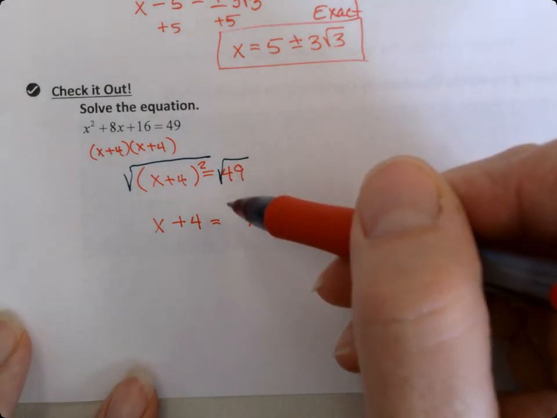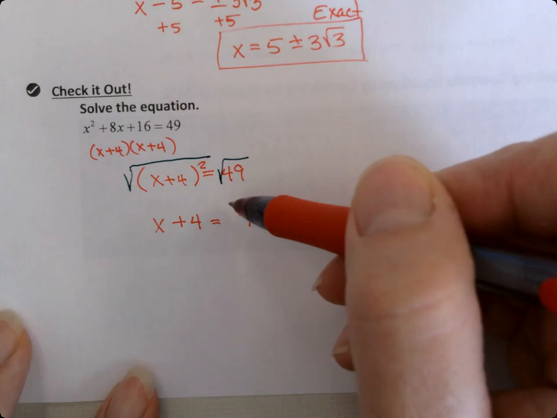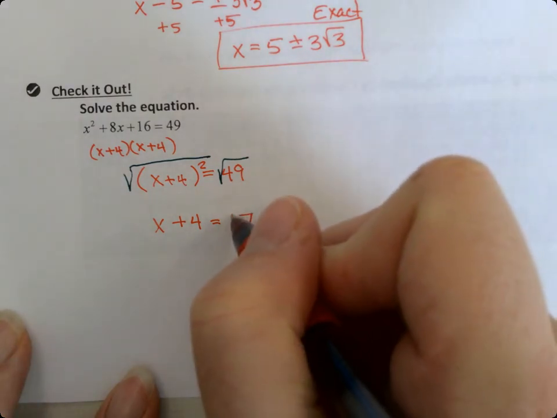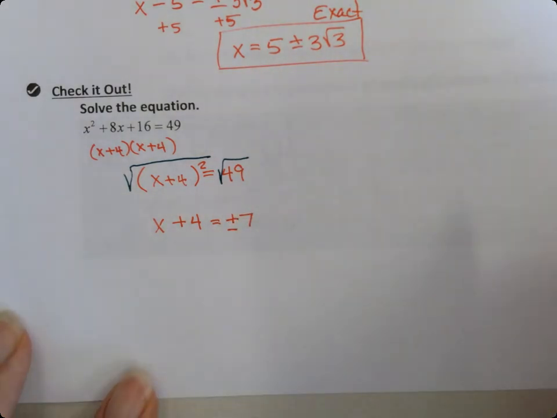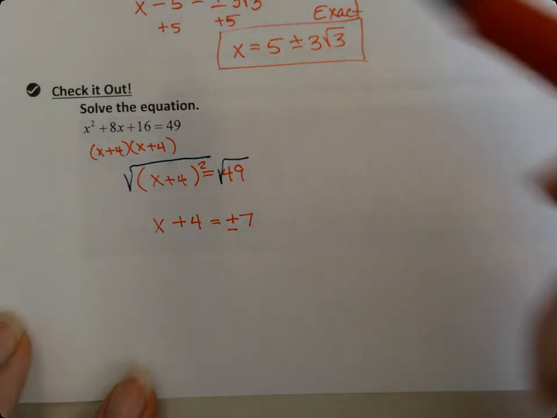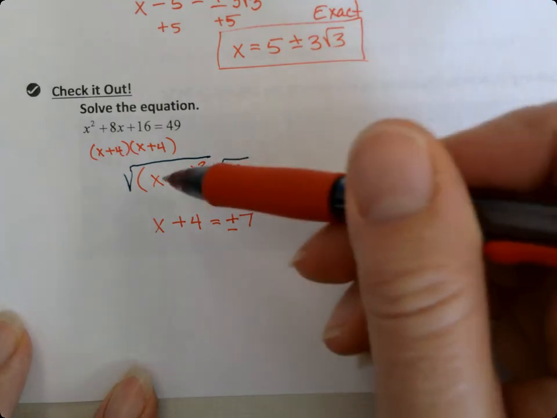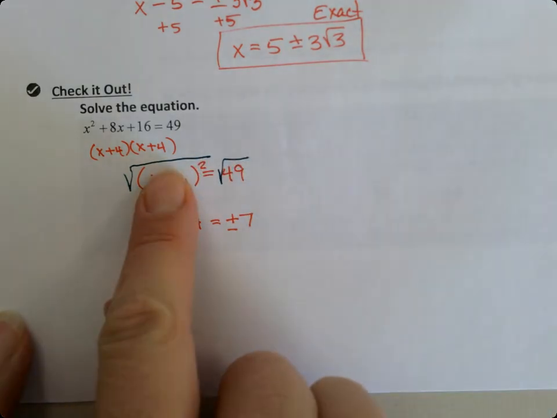How many answers should I have? I shouldn't just have 7. I should have what? Plus or minus 7. Okay? That's a big deal. It's not just put a plus or minus sign at the end. When I take the square root, I'm saying what square gives me 49? Well, 7 squared gives me 49, and so does negative 7.